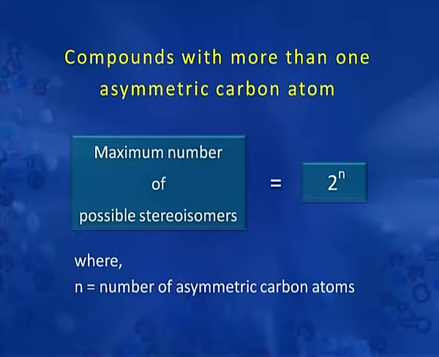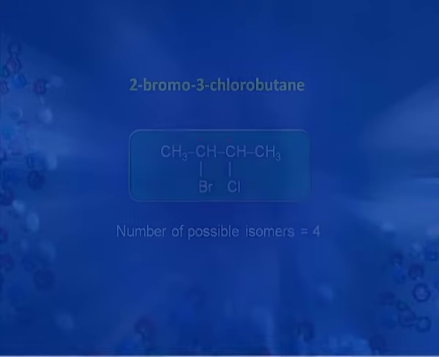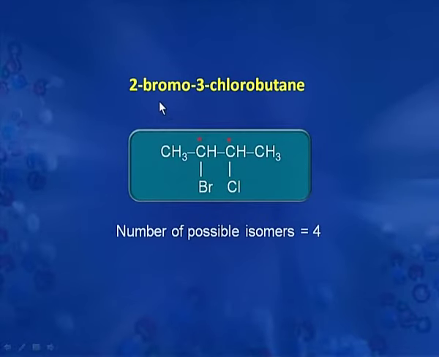Now if there are 2 asymmetric carbon atoms, then the maximum number of possible isomers becomes 2 raised to the power 2, which means 4. Similarly, if a molecule contains 3 asymmetric carbon atoms, then the maximum number of possible stereoisomers will be 2 raised to the power 3, that is 8, and so on. Now let us study it with the help of an example. The example is 2-bromo-3-chlorobutane. This is the structure for 2-bromo-3-chlorobutane.